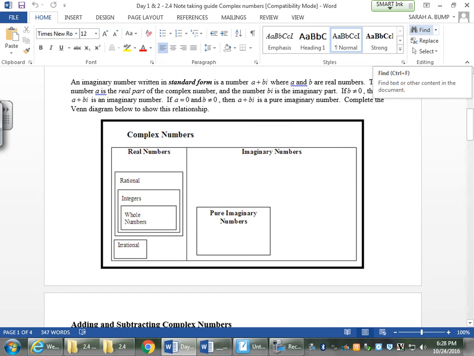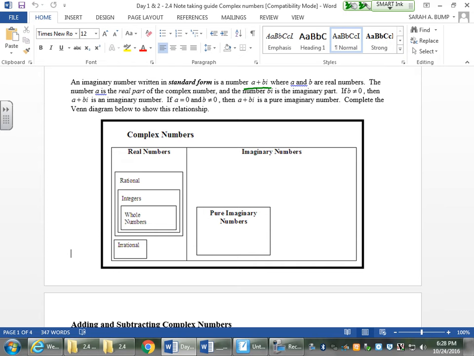An imaginary number that is written in standard form, and this is standard form different than a quadratic, so we're not referring to ax squared plus bx plus c. I'm talking about the standard form of a complex number, which follows the format a plus bi, where a and b are real numbers like we're used to. The a is the real part of the complex number, and the bi is the imaginary part.